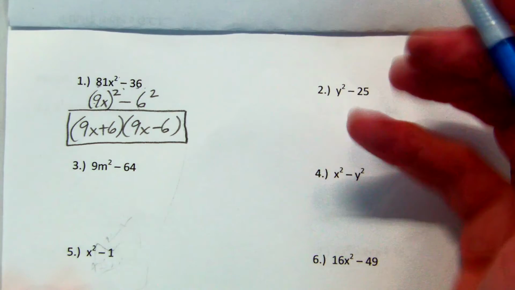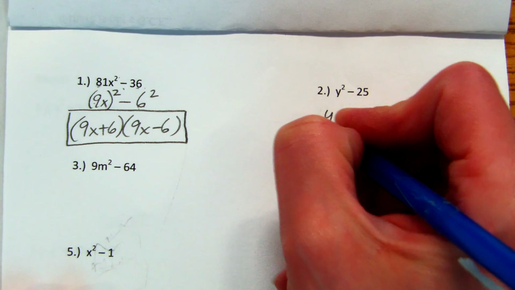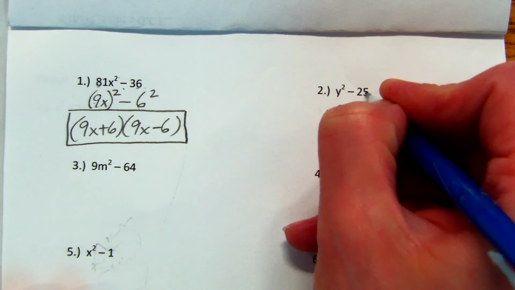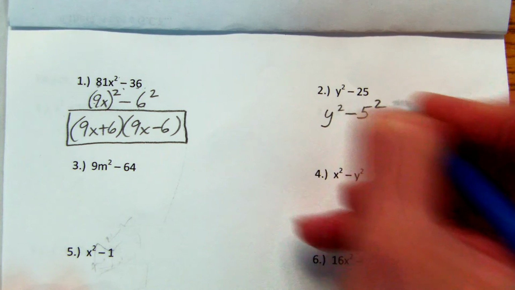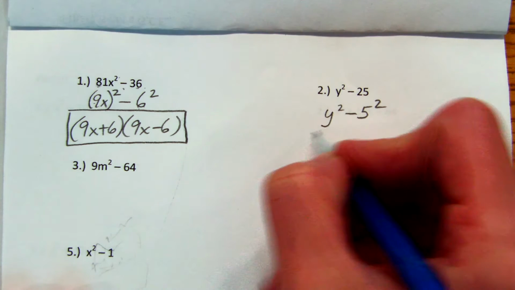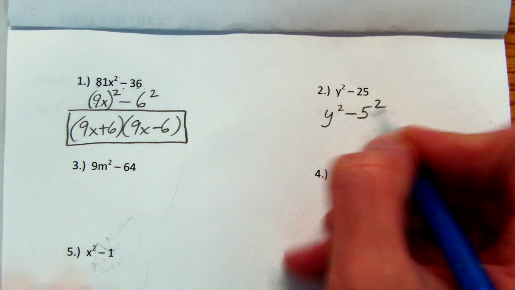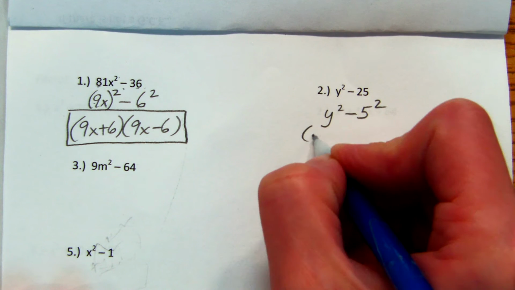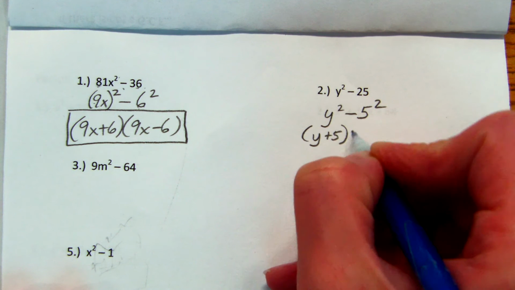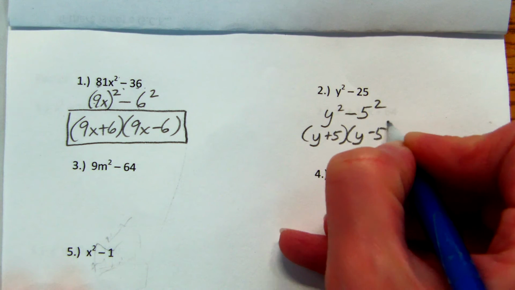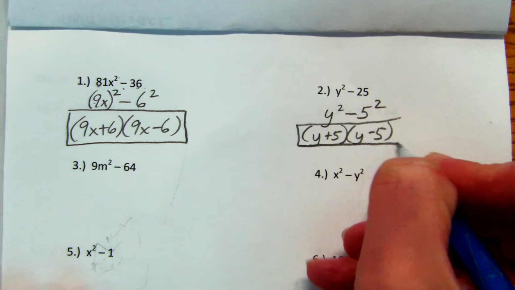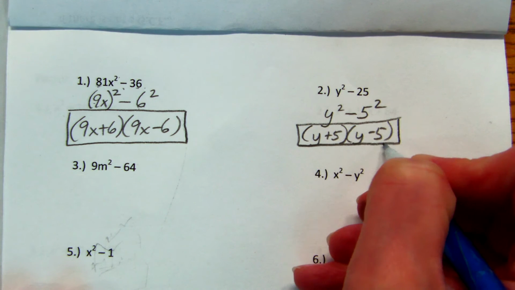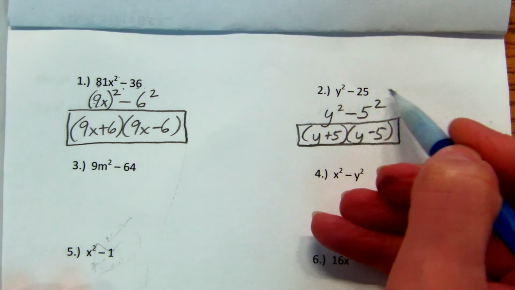Okay, so on number 2, the y squared is already written as something squared. And we can write 25 as 5 squared. So this is a difference of squares. We just proved it. So we can factor it into y plus 5 and y minus 5. And if we were to multiply this out, the middle terms would disappear and we would get y squared minus 25.